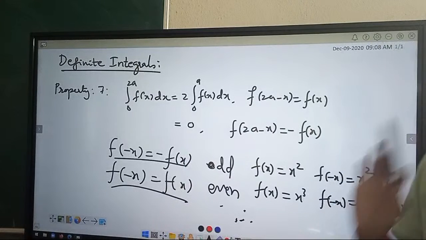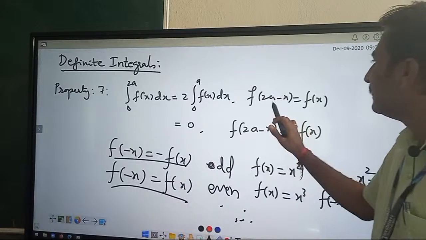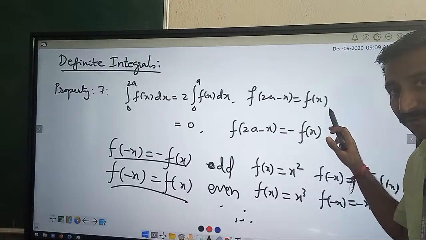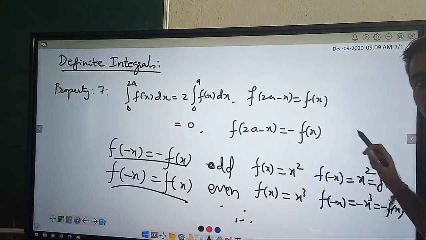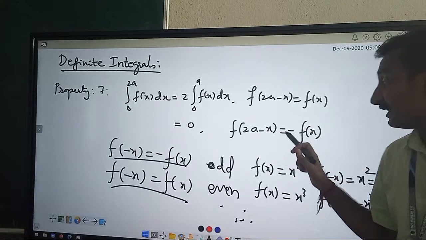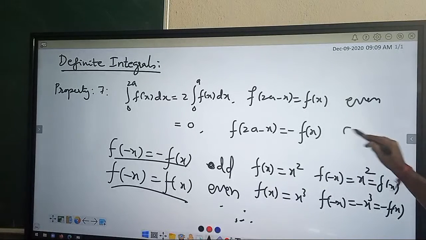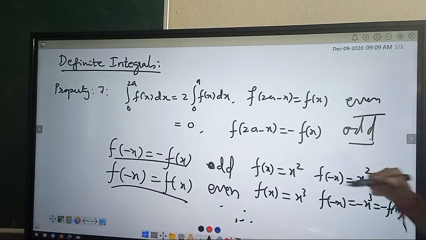And a very important thing to remember here is that if you put 2a equal to 0, f of minus x equal to plus f of x and f of minus x equal to minus f of x, it means they are talking about even and odd only. Indirectly they are talking about even and odd.